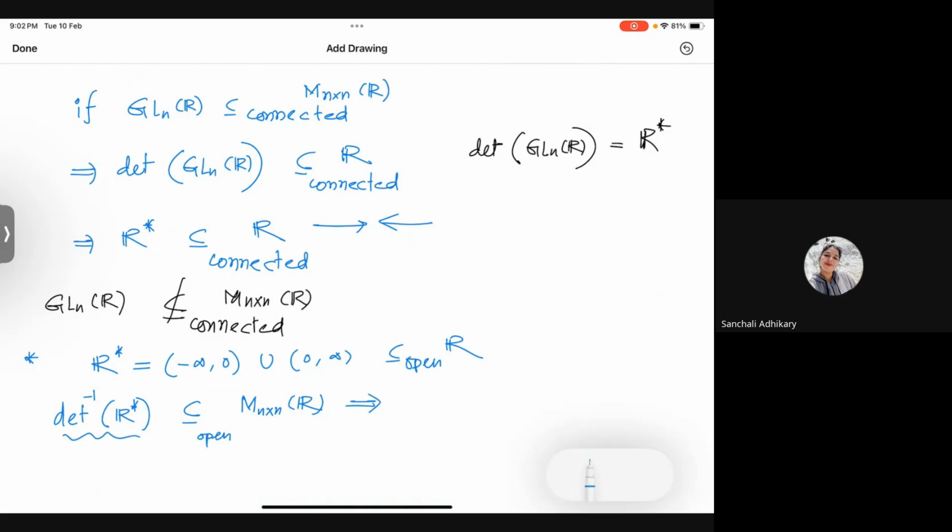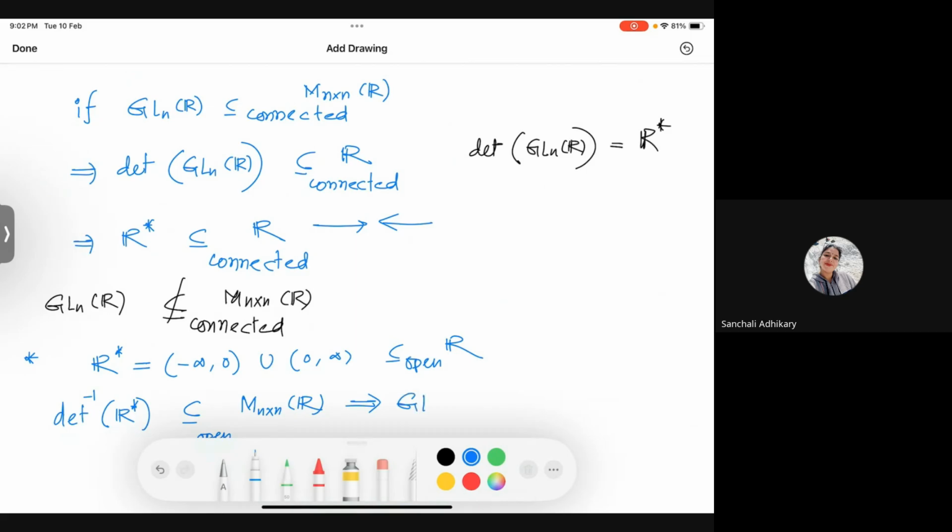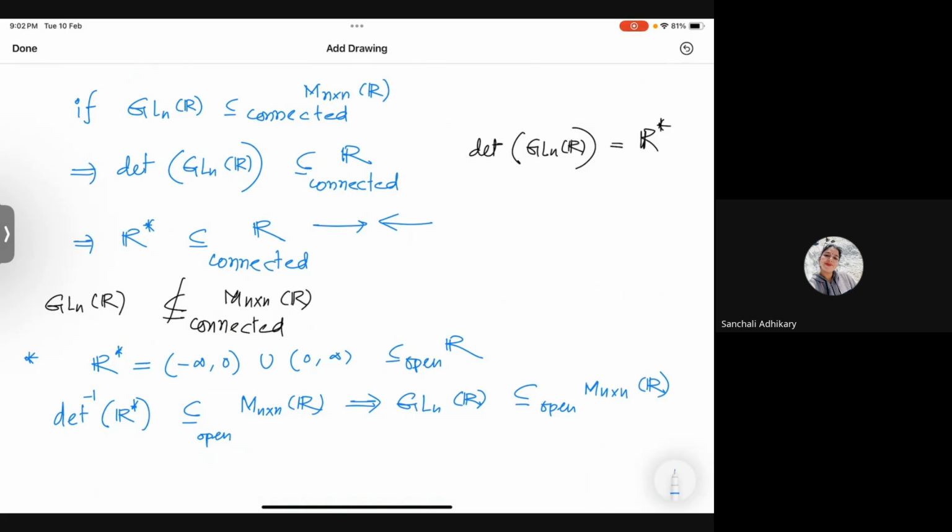But what is this set? This is actually GLnR, no? Because every singular matrix does not belong to this set, because its determinant is 0. So this is open in M n by n over R. So this set is open. Similarly, is it closed or not? Is this set closed? What do you think?